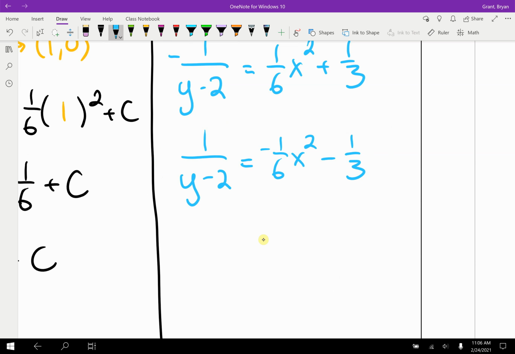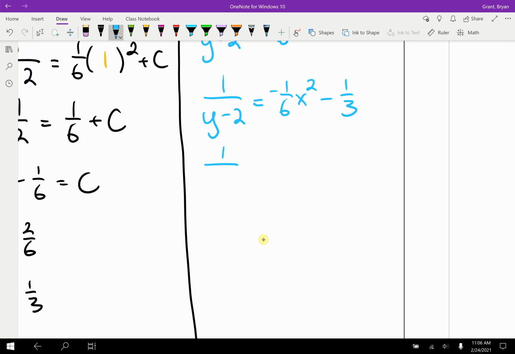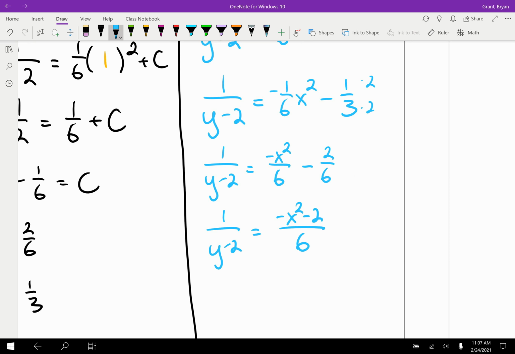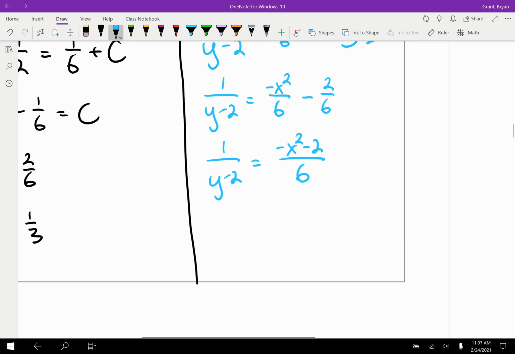So what I actually like to do is if I know I want to flip the fraction, I combine these 2 fractions together. So it looks something like this. 1 divided by y minus 2 equals, we'll go -x squared over 6, common denominator, so minus 2 over 6, right? There we go. And then I'm going to put that together. 1 divided by y minus 2 is -x squared minus 2 divided by 6. Now that we have 2 fractions, let's flip them. Y minus 2, but I don't need the over 1, so that's excessive, equals 6 divided by -x squared minus 2.